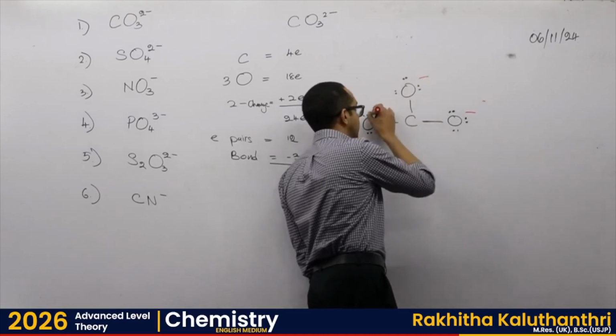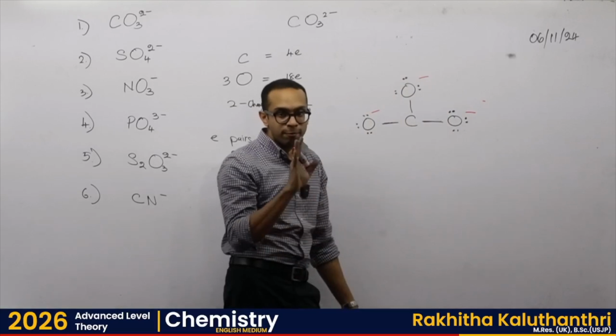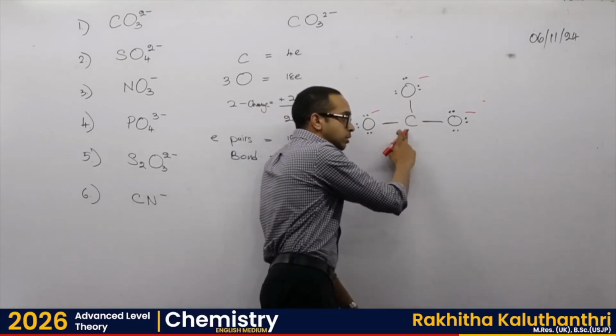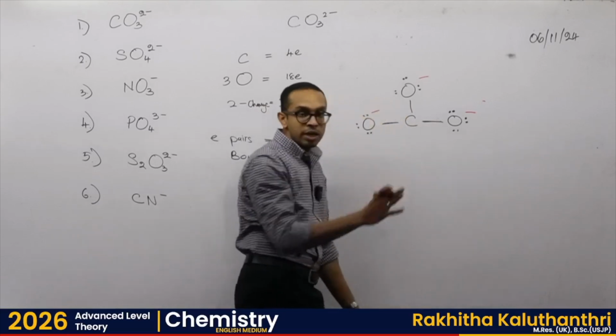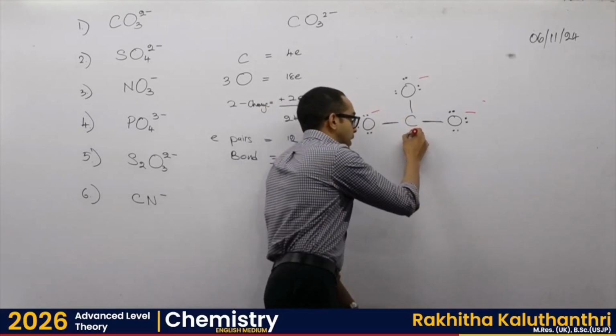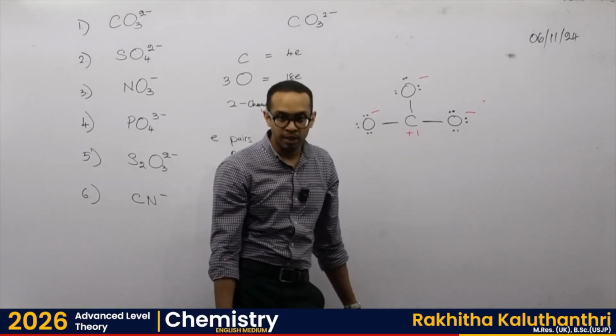So therefore -1, -1. And the carbon over here should have 4 valence electrons. Each bond has 1 electron of carbon. There are only 3 bonds, that means it has only 3 electrons. So it is missing an electron, so carbon is +1. This is not good. Too many formal charges.